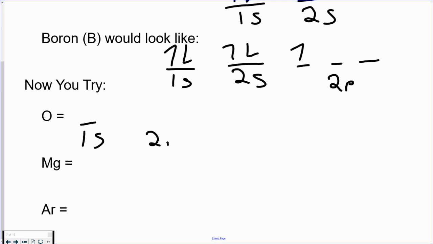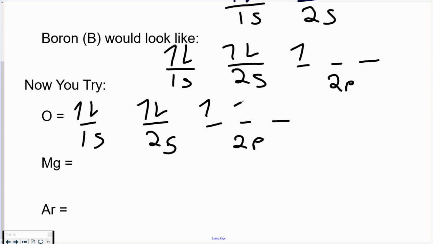Oxygen has 8 electrons. It's in the 2p. In order to get to the 2p, you have to have a 2s and a 1s before that. So we completely fill those, and we have 4 electrons. We need 4 more, so we need to half fill, and then completely fill. And that would be the electron notation for oxygen.